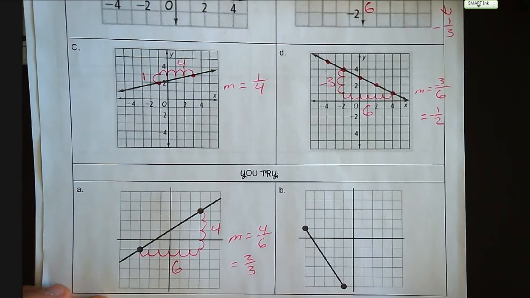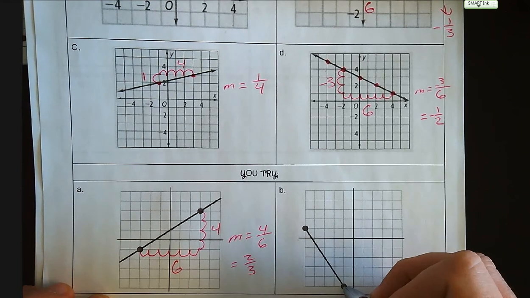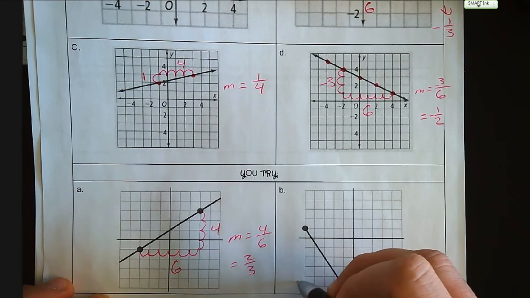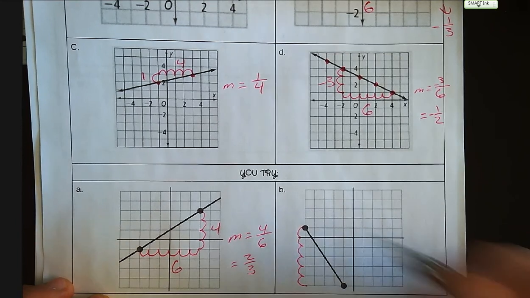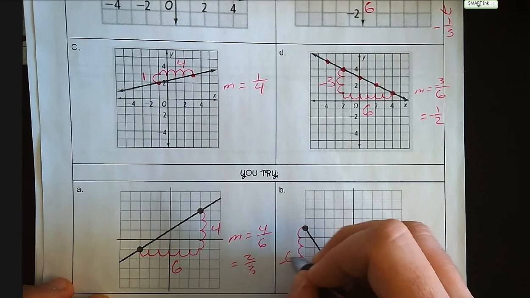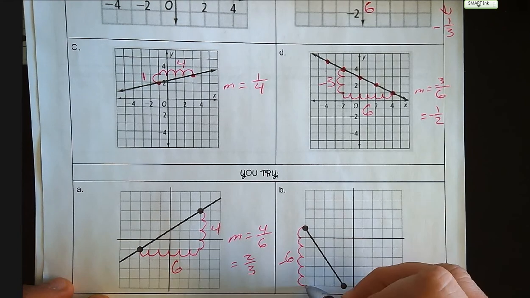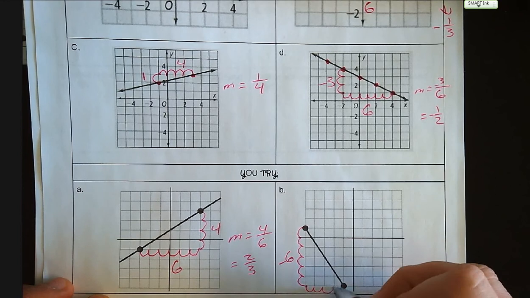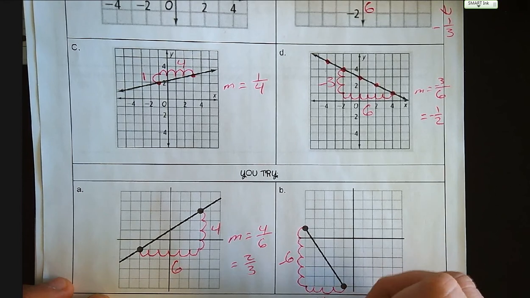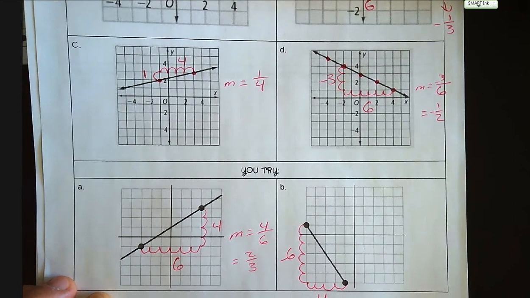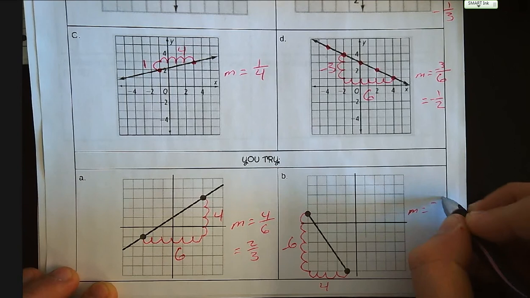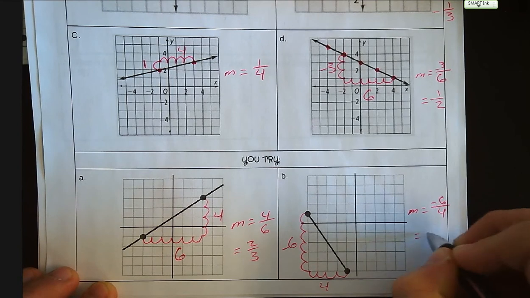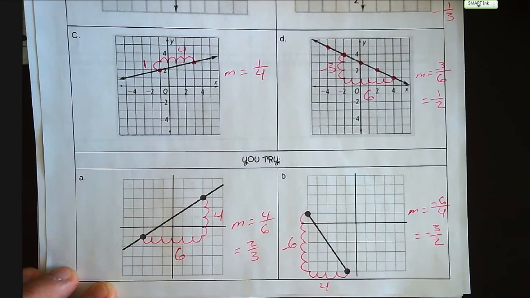All right, letter B, we're going to start. We're going up 1, 2, 3, 4, 5, 6. Or actually, we're going down 6. So we have -6. And we're going to go to the right 1, 2, 3, 4. So we have -6 over 4, which we can simplify to be -3 over 2. All right.